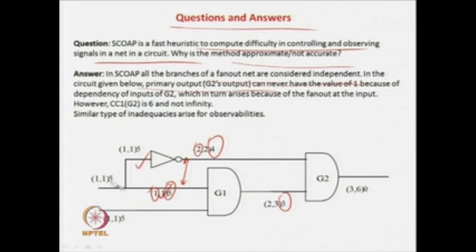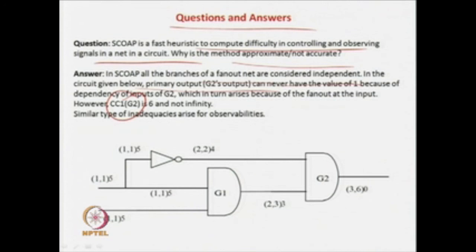But to make things easier, SCOAP does not consider this. SCOAP considers that everything is independent and we solve the problem. This leads to inaccuracy. So, let us see why. Let us find out the combinational controllability CC1 of G1.